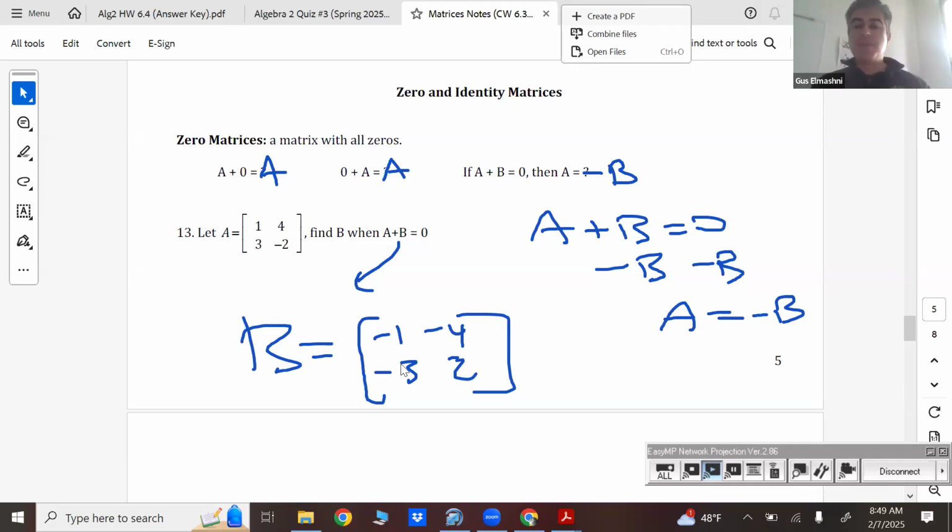So yeah. So does that make sense? Just change the signs. Not that hard. That's a zero matrix. Now, the next one is a little more challenging.